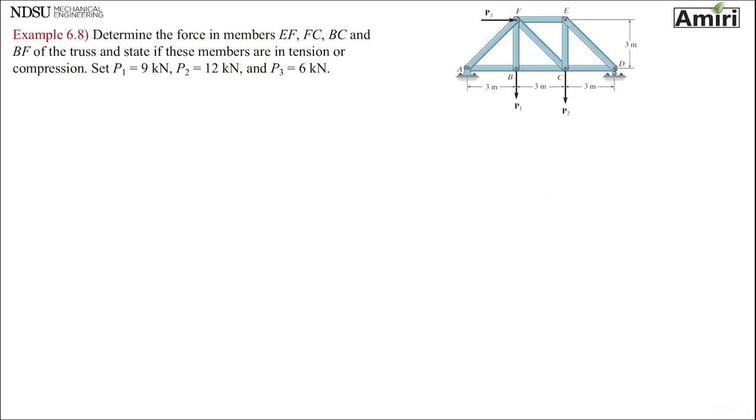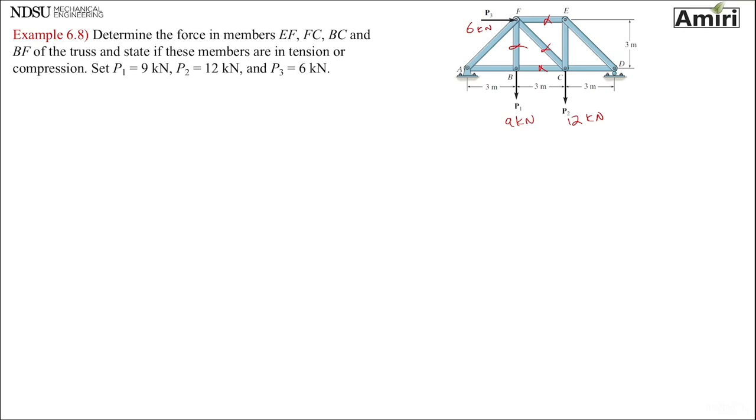The next example that I have is find forces in members EF, FC, BC, and BF. And indicate whether these members are in tension or compression. P1 is 9, P2 is 12, P3 is 6. This one doesn't tell what method to use, and look, the arrangement is kind of strange. So I think I'm going to use both methods.